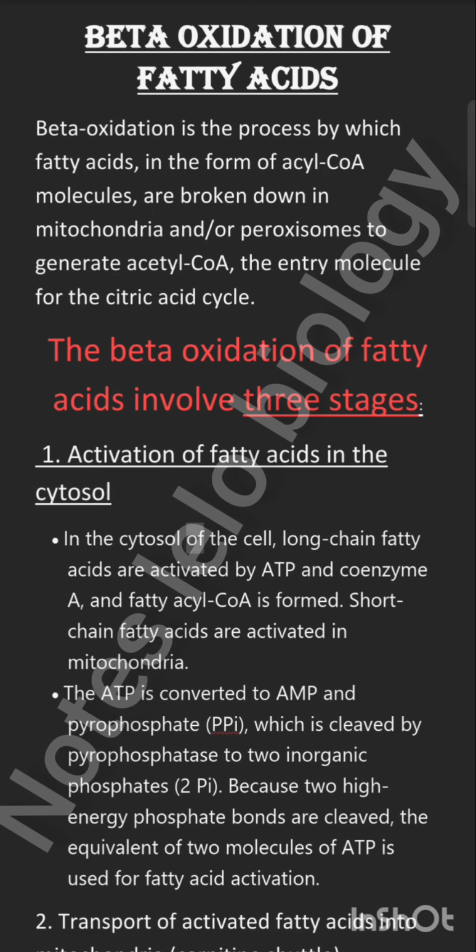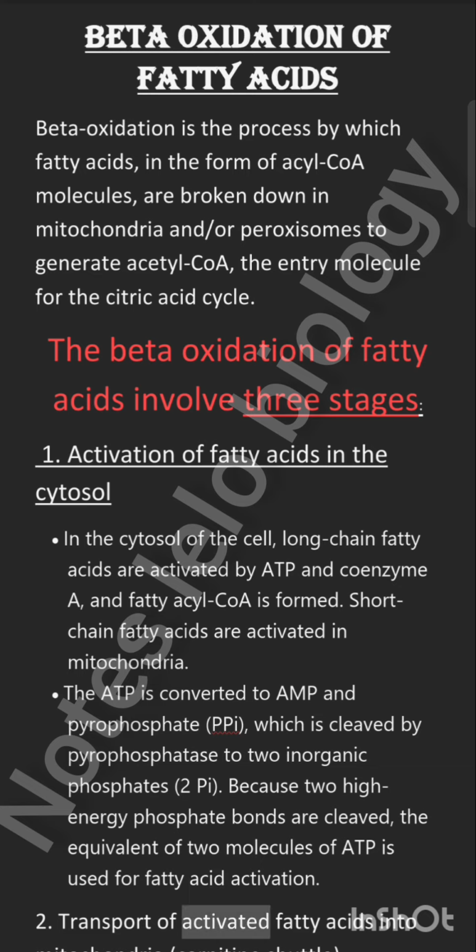In the cytosol of the cell, long-chain fatty acids are activated by ATP and coenzyme A, and fatty acyl-CoA is formed. Short-chain fatty acids are activated in mitochondria. The ATP is converted to AMP and pyrophosphate, PPi, which is cleaved by pyrophosphatase to 2 inorganic phosphates, 2 Pi. Because 2 high-energy phosphate bonds are cleaved, the equivalent of 2 molecules of ATP is used for fatty acid activation.